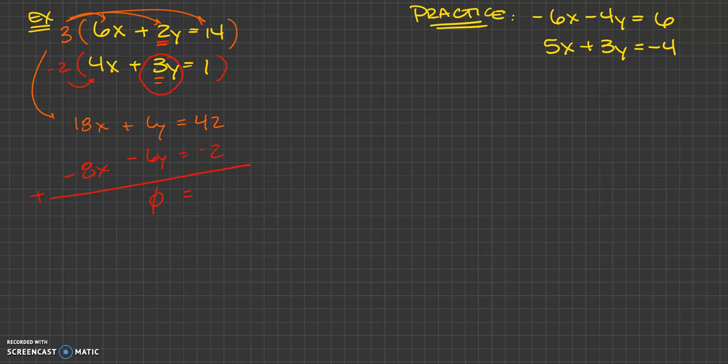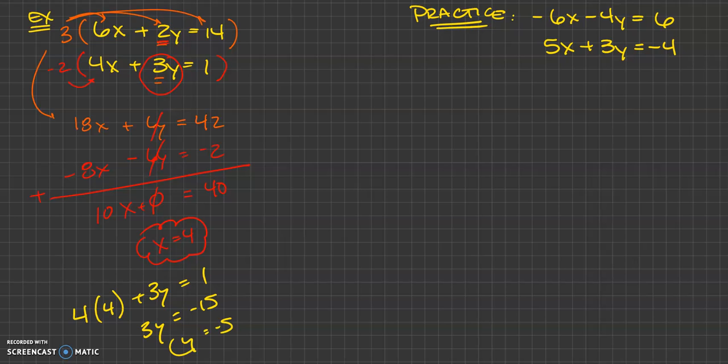And now I can add these. Those cancel. 18x minus 8x, that's going to give me 10x. 42 minus 2 is 40. I divide everything by 10, and you get x is equal to 4. All right, so now the hard part is over. Let's pick one of these equations and substitute the 4 in for x, so we can have one equation, one unknown. That's going to be 3y. That's a 16, so that's going to be a -15 on this side. I'm going to subtract 16 from both sides, so that gives me y is equal to -5.